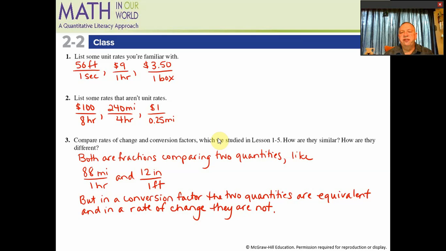What about these conversion factors that we studied earlier? Both are fractions, and they look just the same, but they're different in that one was an equivalent measure. If I have 1 yard, that's 3 feet. It was the same length, just a different measure. Here I'm not comparing the same quantities. There is one unit and a different unit, and these are not the same. Okay.